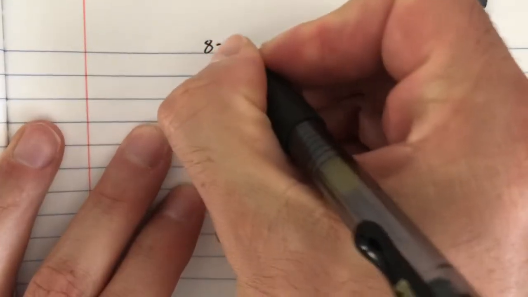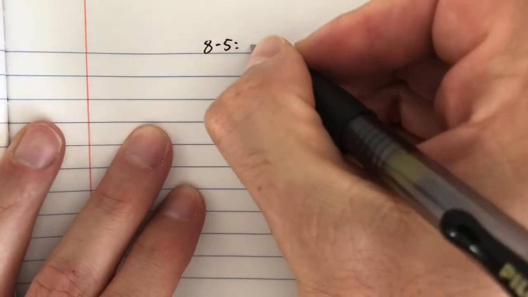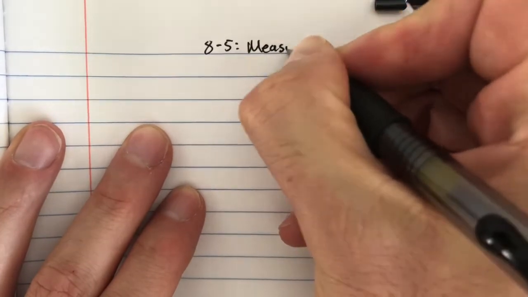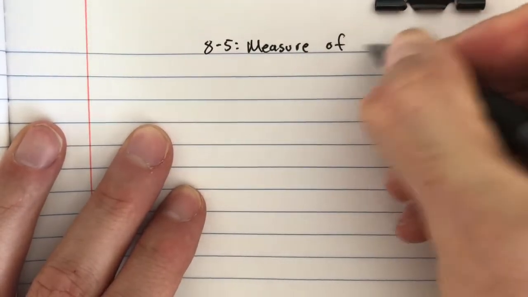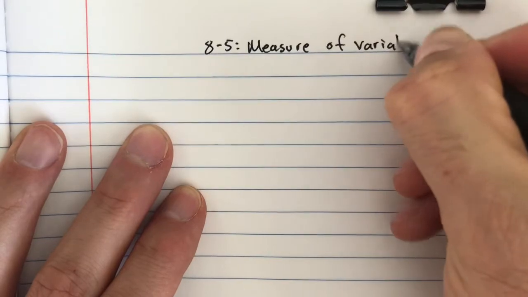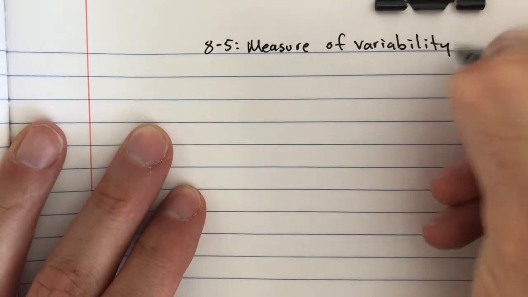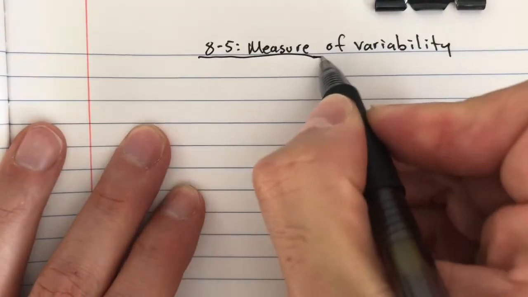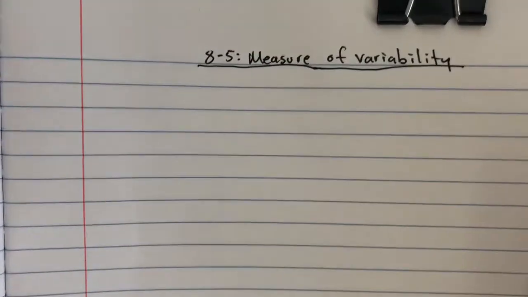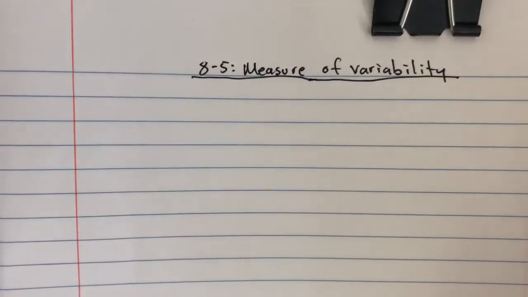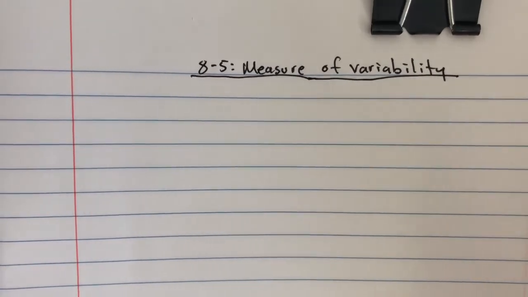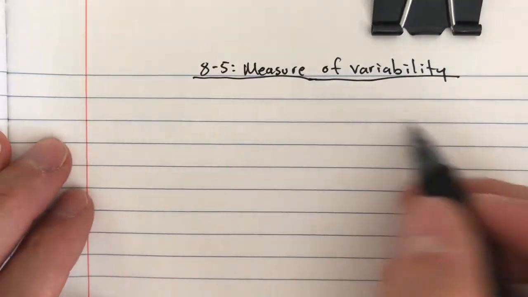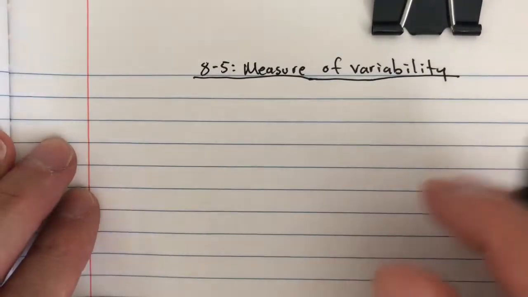All right, this is a video for measure of variability, 8-5, measure of variability. Remember that variability is how something changes, how something is different, right? So if we're talking about a data set, how the numbers are different from each other, right? How it changes throughout.